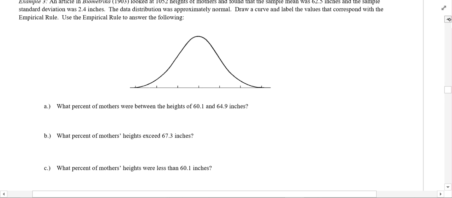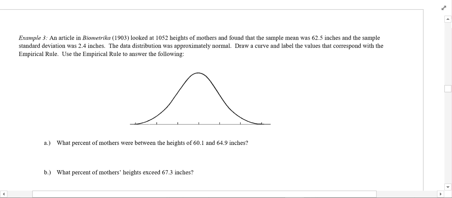First example: an article in Biometrica looked at 1,052 heights of mothers and found that the sample mean was 62.5 inches and the sample standard deviation was 2.4 inches. The data distribution was approximately normal. Draw a curve and label the values that correspond with the empirical rule. Use the empirical rule to answer the following. So we are just doing the empirical rule, basically that little graph that we had up above.